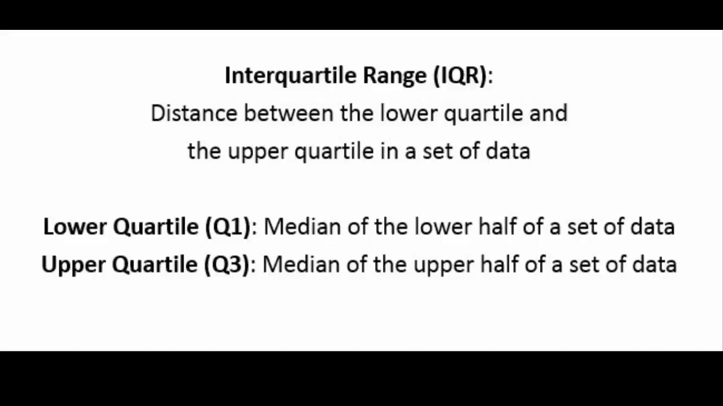The lower quartile, also known as Q1, is the median of the lower half of a set of data. The upper quartile, also known as Q3, is the median of the upper half of a set of data.